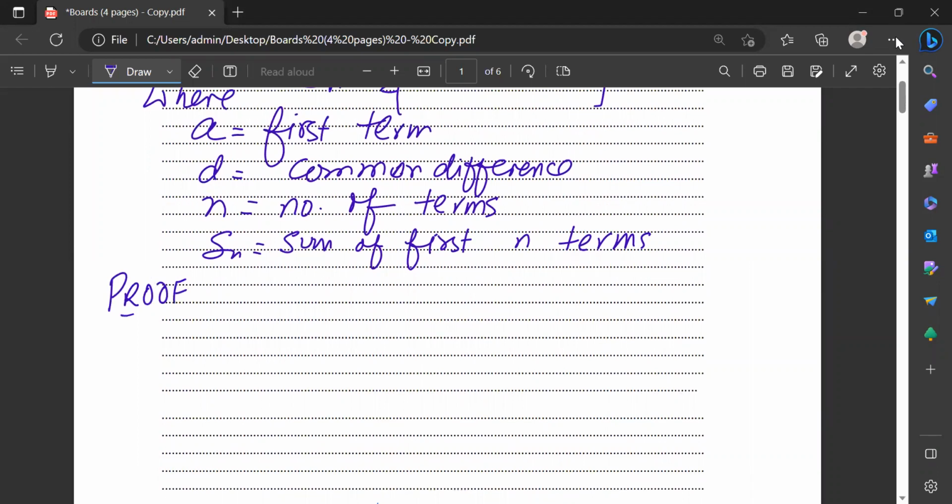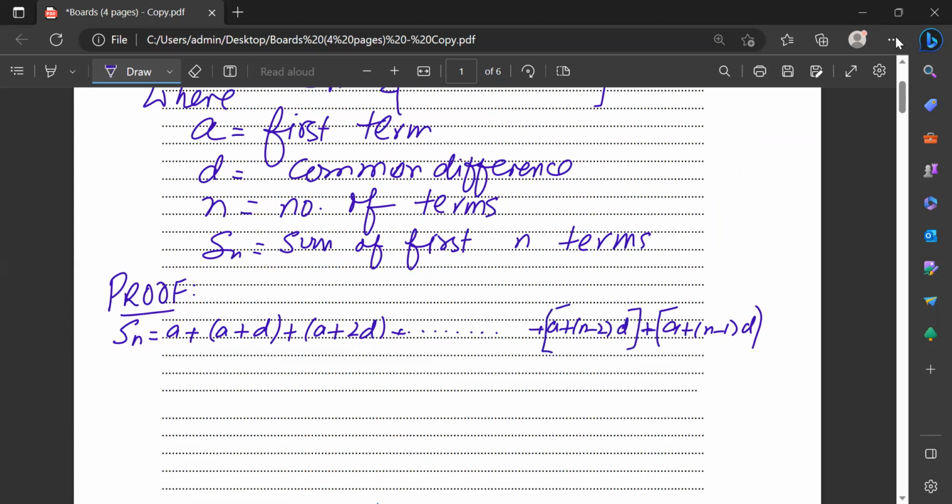Proof. As a is the first term and the common difference is d, I can write the sum of n terms as a plus a plus d, the next term. The third term is a plus 2d, and so on. And at some stage, it would be the last term, which we know is a plus n minus 1 into d, and the term before that is a plus n minus 2 into d.